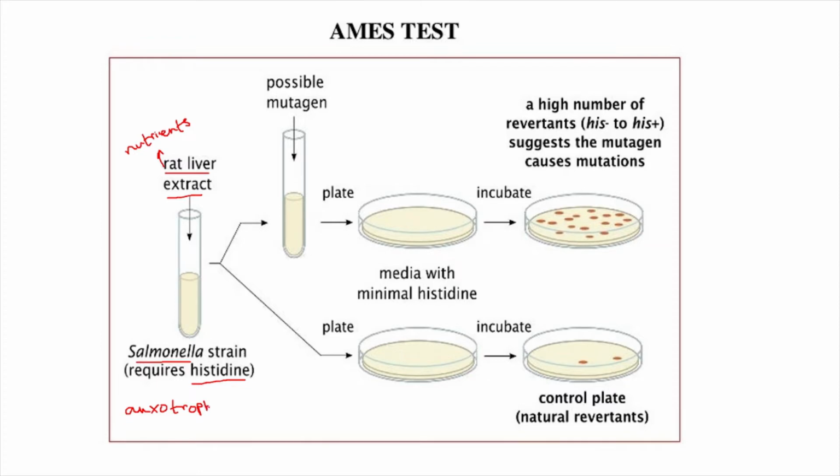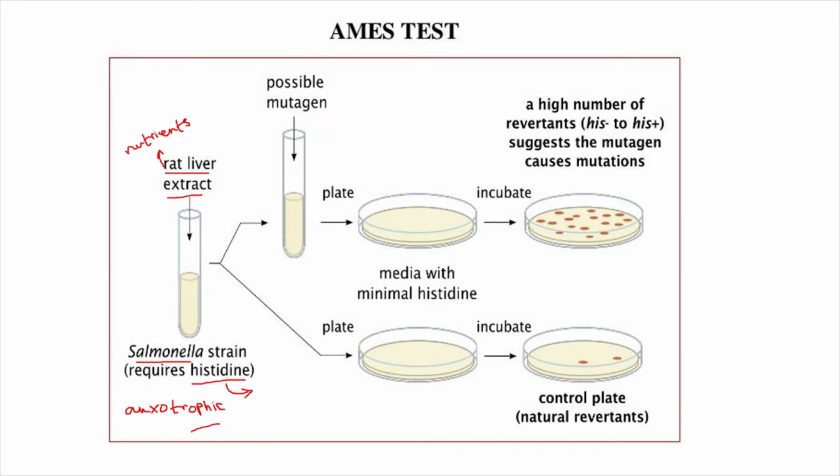So what are auxotrophic mutants? Auxotrophic mutants are those mutants which will be able to synthesize almost all the nutrients required for growth and proliferation, but will not be able to synthesize one particular nutrient. They will be deficient in synthesizing one particular nutrient. Here we are choosing the amino acid histidine, so this bacteria will be lacking the ability to synthesize histidine.